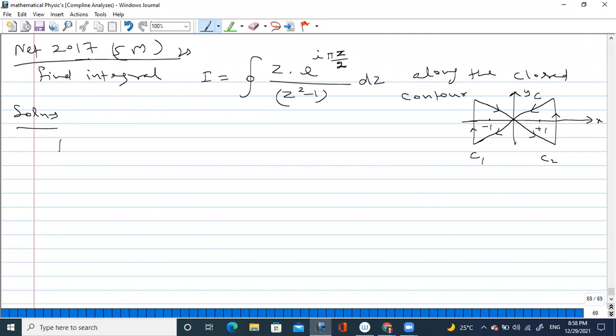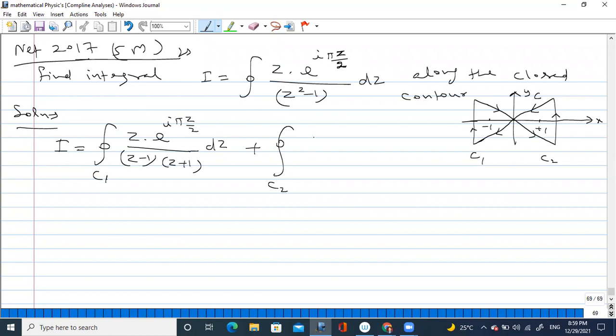So again this complete contour will be divided into two parts, C1 and C2. So this is also the same type of question. So here I will have the C1 contour integral of z e to the power i pi z by 2 divided by z square minus 1, I can write z minus 1 into z plus 1, dz, and plus for the second contour also you need to go through this integral.